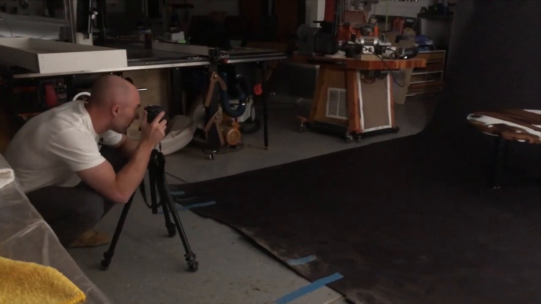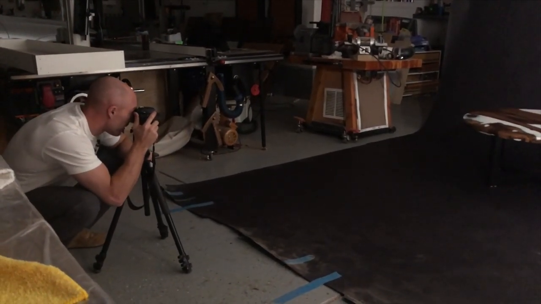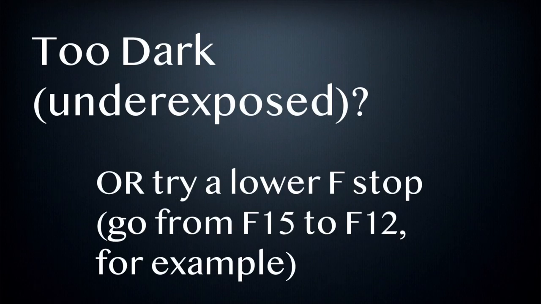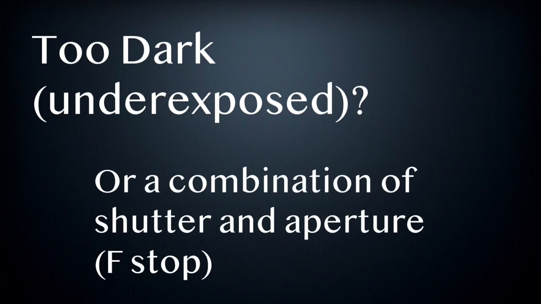And once you get the hang of this, it's really not too difficult to adjust. If it's too dark or underexposed, try a longer shutter, just more time with the flashlight. Or you can do a lower f-stop. If you're at an f15, you can go to an f12. Or what I'll do a lot of times is do a combination of the two. Adjust both of those in the way to make it fit your photo best.